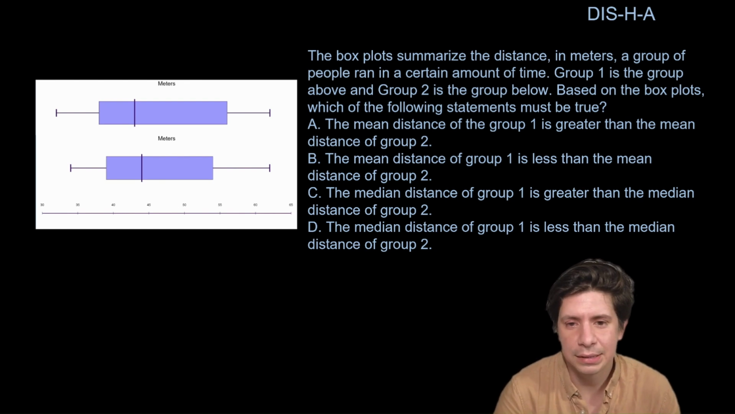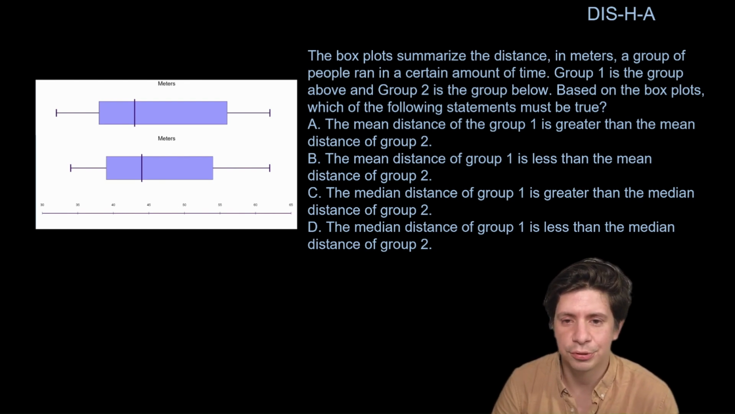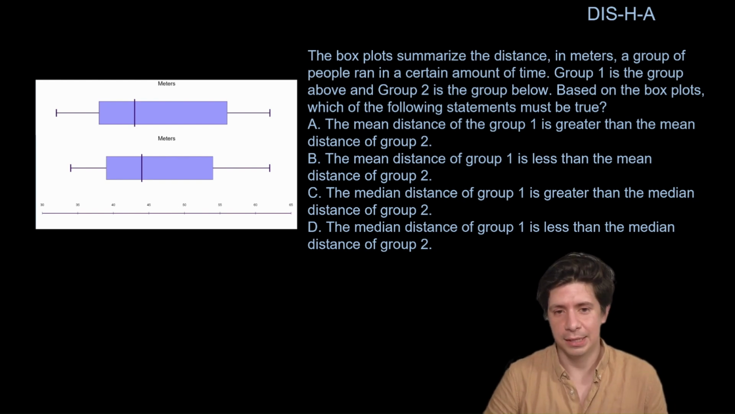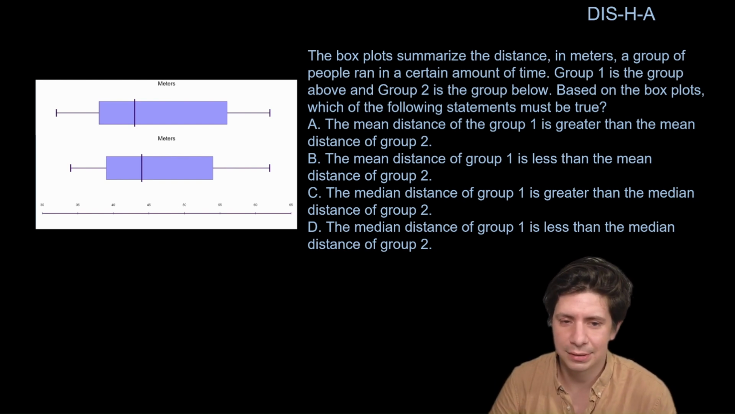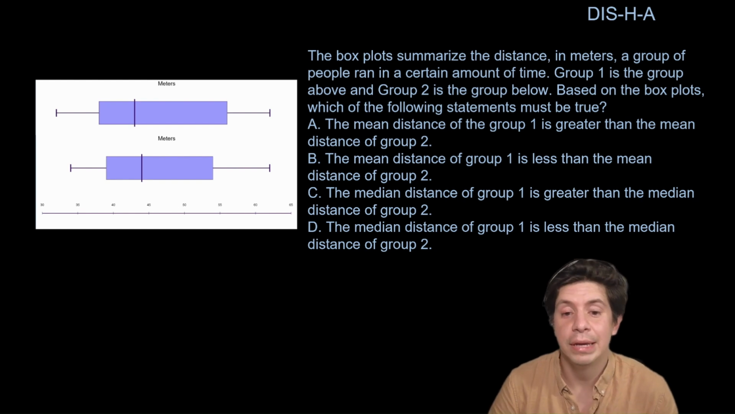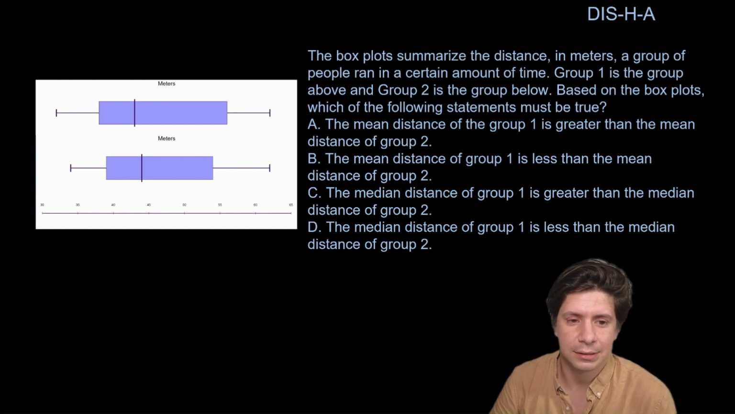The mean distance of group 1 is greater than the mean distance of group 2. We can't really find the mean just from box plots, so it's probably not going to be that. The mean distance of group 1 is less than the mean distance of group 2. Again, probably not that. The median distance of group 1 is greater than the median distance of group 2. And the median distance of group 1 is less than the median distance of group 2.